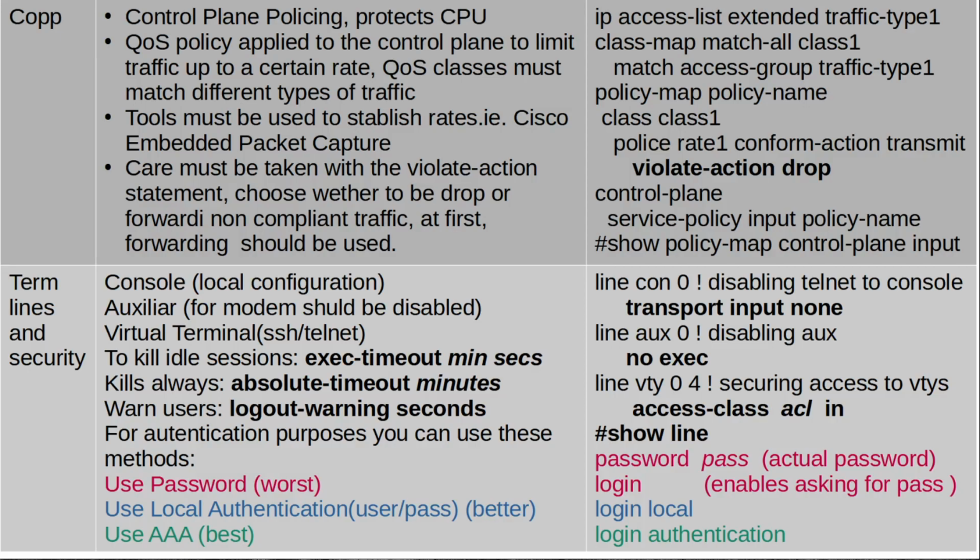Now, this is a huge topic: the terminal lines and security. Remember that your device has several terminal lines, like the console and the auxiliary port that was used for modems. It should be disabled because it is not used anymore. And your virtual terminals are used to connect to your device remotely using Secure Shell or Telnet.